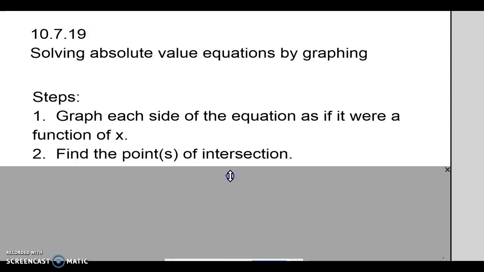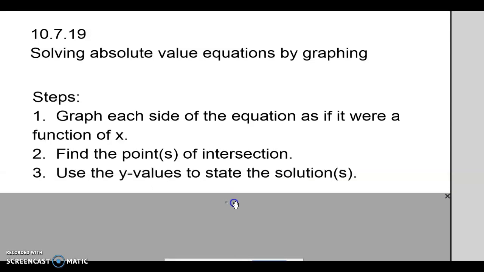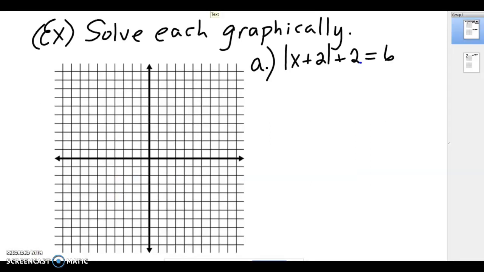Second step in solving absolute value equations by graphing is to find the points of intersection from your graphs in step 1. And then the last is we want to change this to x values. This should say x, and I'll correct that here. We want to use the x values to state the solutions. After you put today's date on this worksheet or your graph paper, we're going to go over 2 or 3 problems where we're solving the absolute value by graphing.